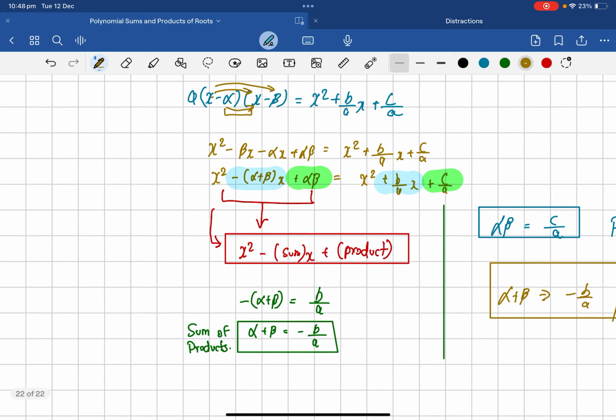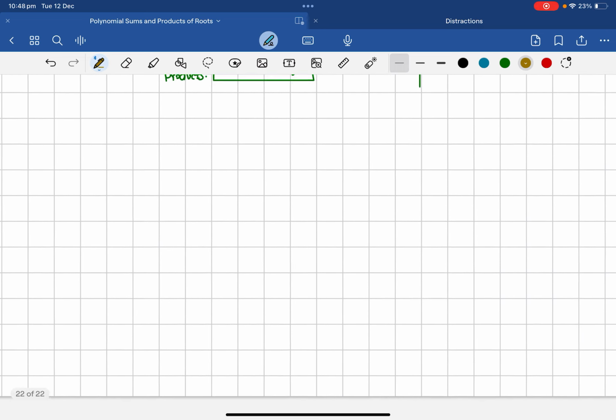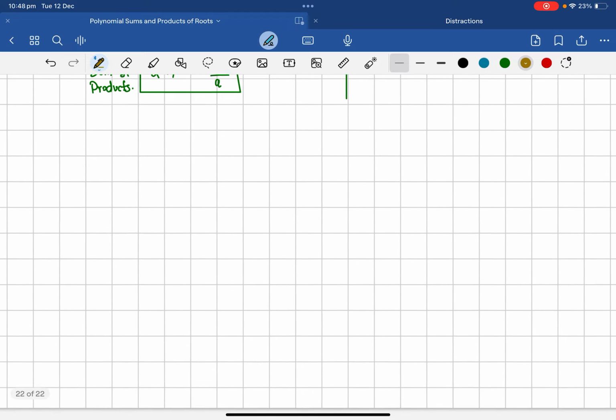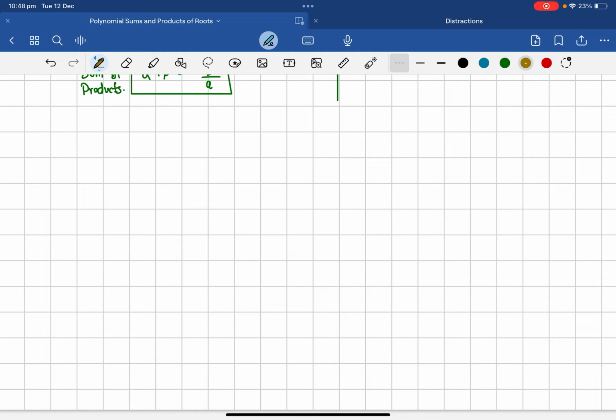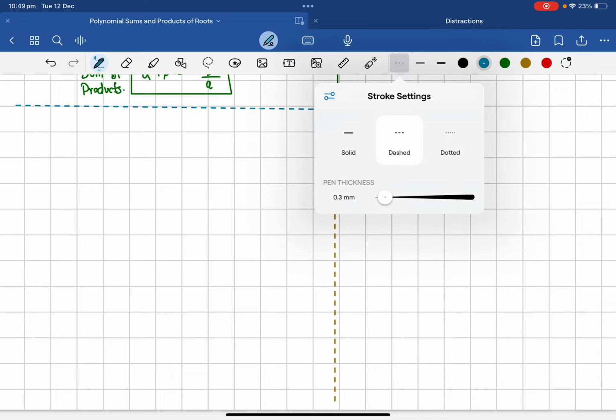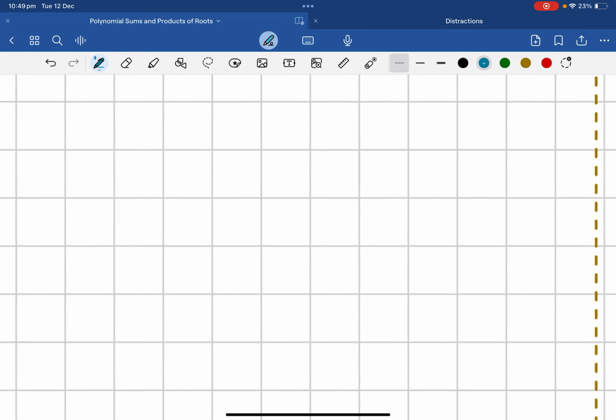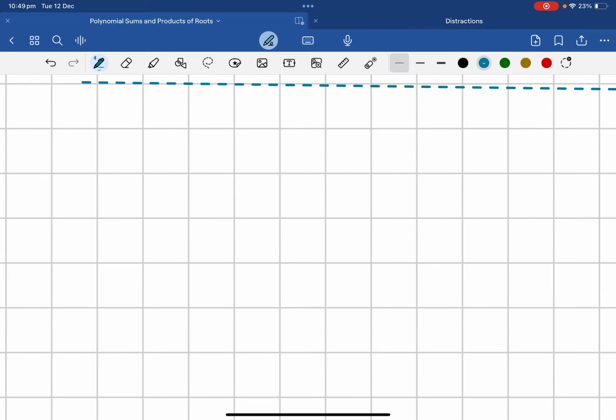But that's a common question that everyone asks. Where do you get the alpha and beta from? So let me show you a more concrete definition. I'm going to use dotted lines for this, but it'll make sense why I do so. Okay. So now let's go ahead and expand this.